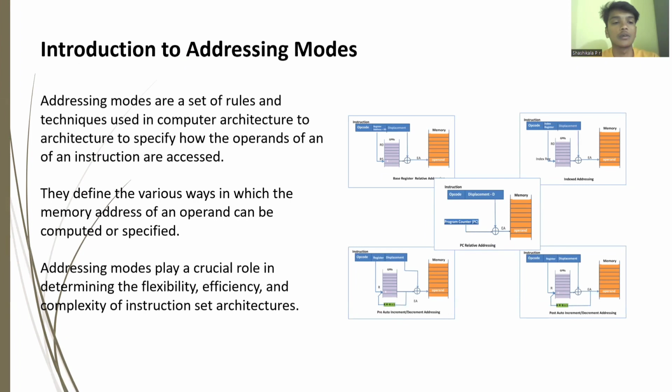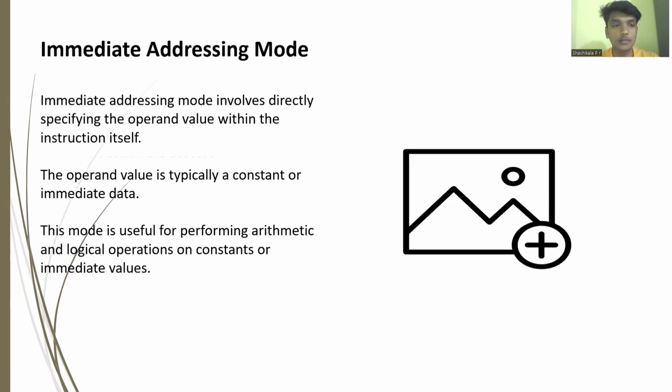Introduction to addressing modes. Addressing modes are a set of rules and techniques used in computer architecture to specify how the operands of an instruction are accessed. They define the various ways in which the memory address of an operand can be computed or specified. Addressing modes play a critical role in determining the flexibility, efficiency, and complexity of instruction set architectures.